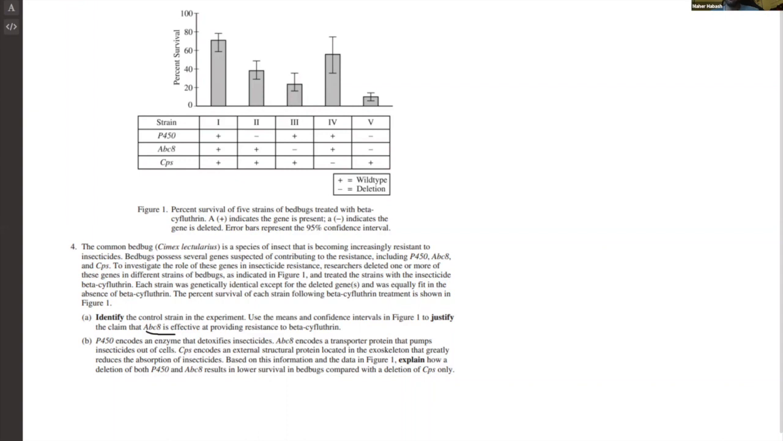So the control is the first strain. Perfect. That's all they needed there. And that's because they are wild type for each of them. And then ABC8 is effective because once it was removed, the strain had the lowest percent survival rate. So that's okay, but it's not going to get you the full points because it said use the means and confidence intervals to justify that claim.